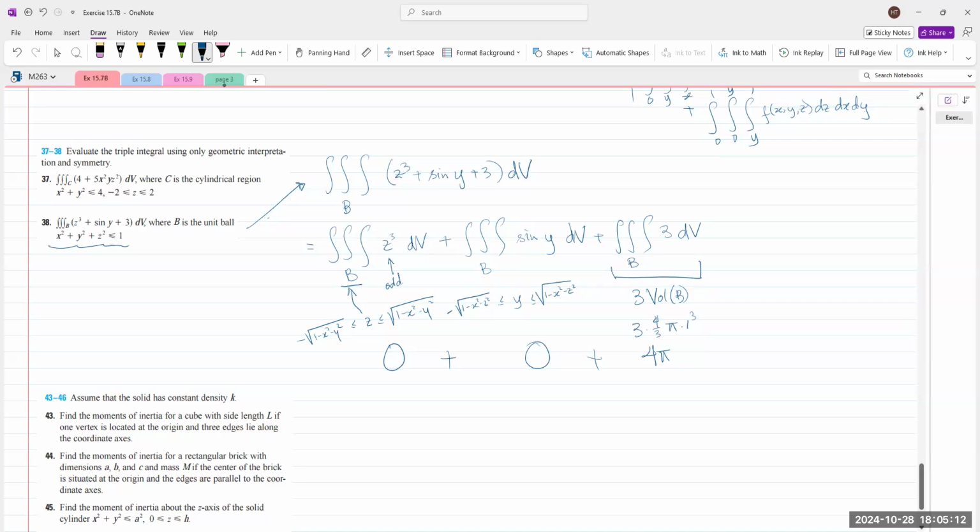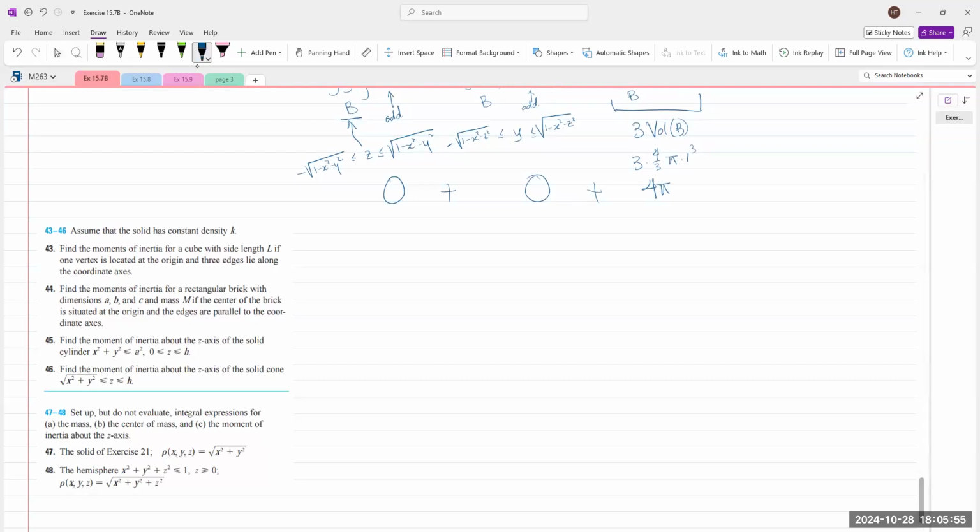Okay, this will be a lot easier to do once we work with, what's that? Cylindrical or spherical integrations. Okay, so this is also an odd function. Sine is an odd function over a domain with symmetric endpoints, opposite endpoints. Let me go on.